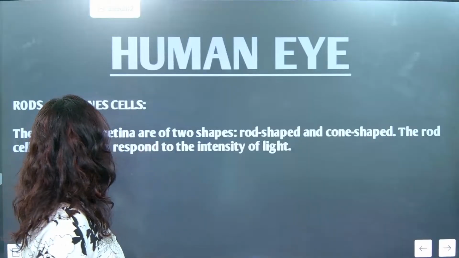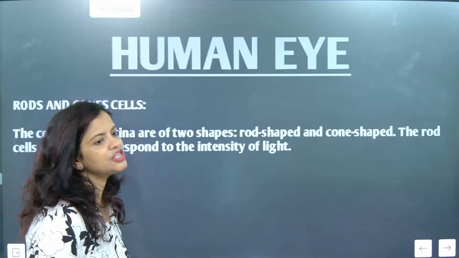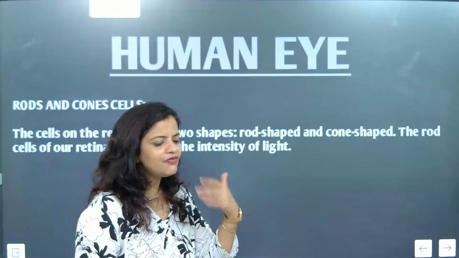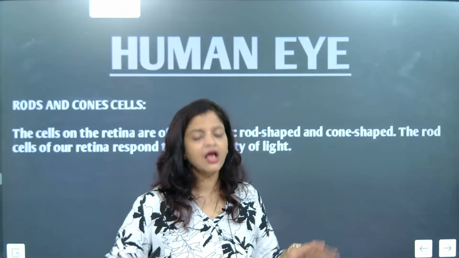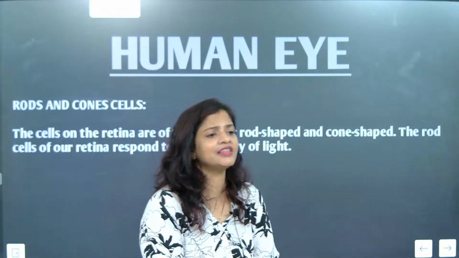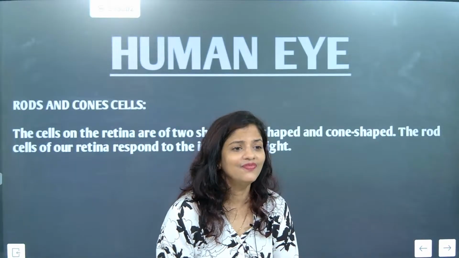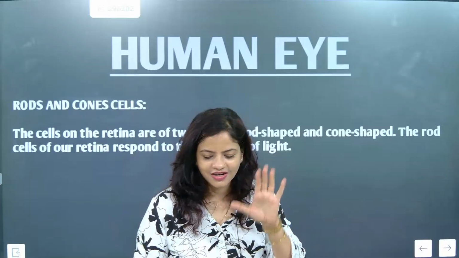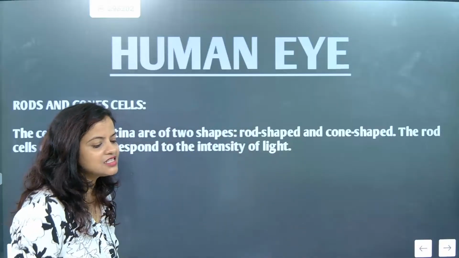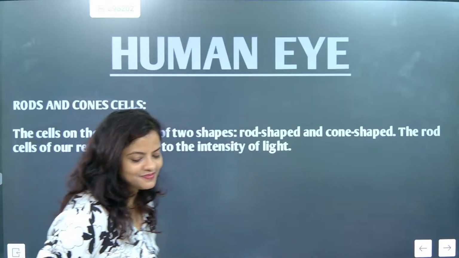The rod cells of our retina respond to intensity of light. So intensity of light, we talk on light sensitive cells. What word we have given? How many light sensitive cells are there? 125. Absolute. How many light sensitive cells are there?